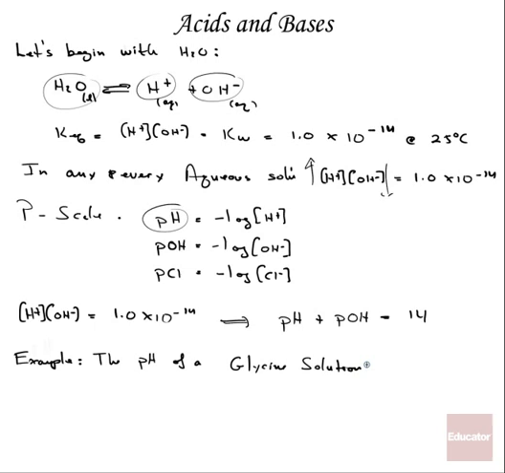Glycine is an amino acid, and we'll get to that in just a couple of lessons when we start to discuss proteins, is measured to be 5.4. Okay. The question for us is, what is the hydroxide ion concentration? What is the hydroxide ion concentration in the solution?